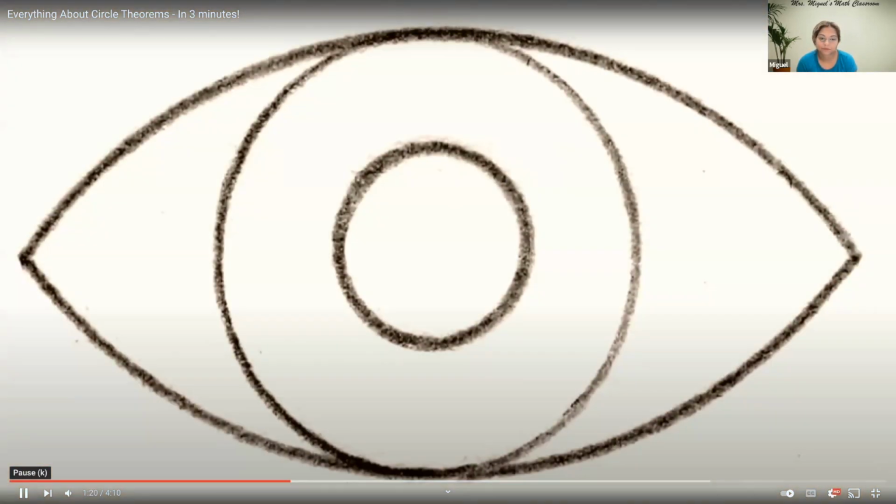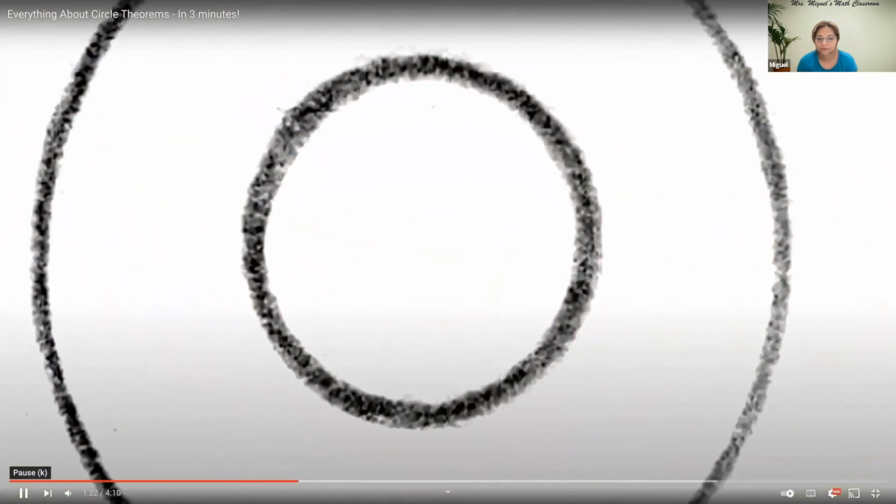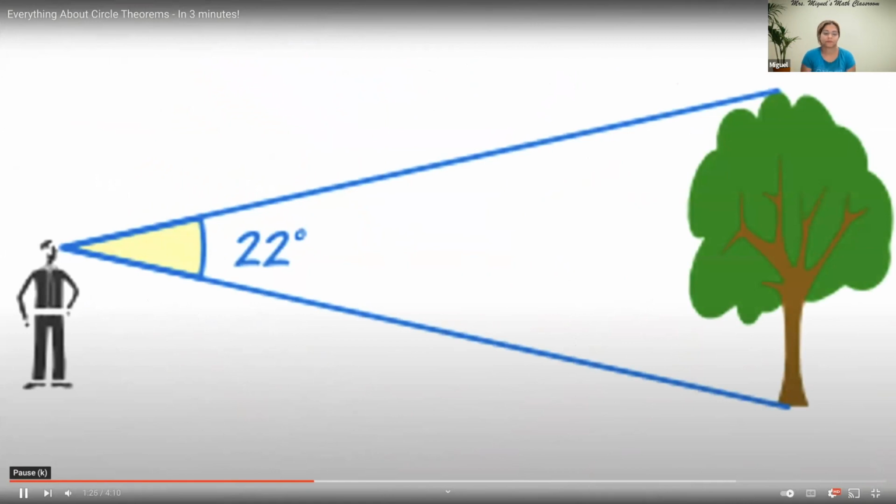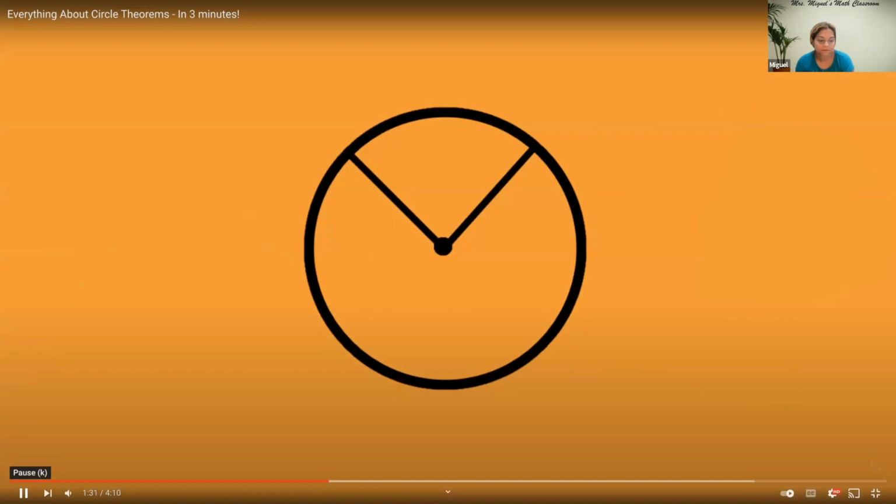Number 4. A subtended angle is almost like our eyesight. When we look at an object, our vision is focused on that. Taking this tree and this man for instance, the subtended angle is 22 degrees. The subtended angle is basically the line, arc or object opposite to the inner triangle.